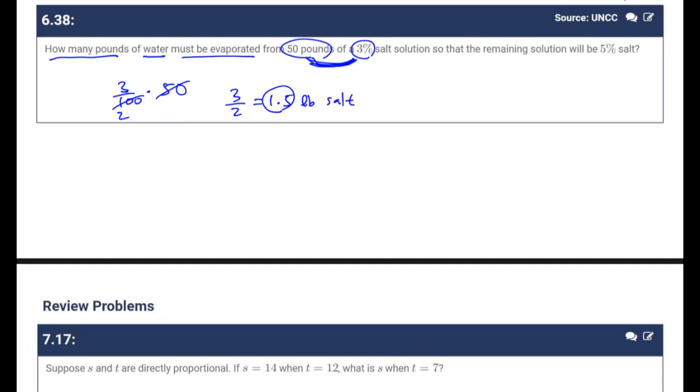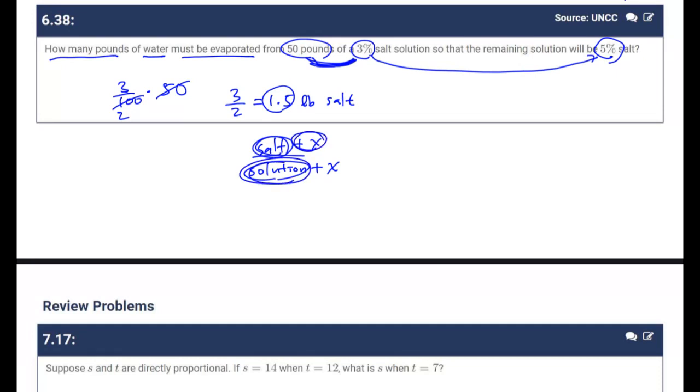Now, we know there are two different ways to increase the percentage of concentration from 3% to 5%, which is salt here, right? We could either add salt, and that's gonna increase the solution by the same amount because the solution includes salt. By adding more salt, the total solution, which includes salt, will also be increased by that much, right?